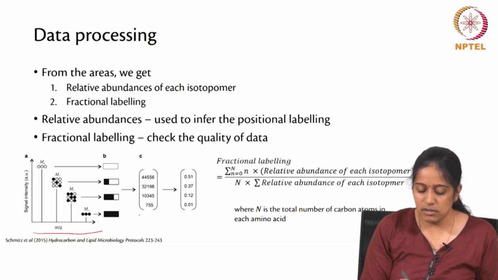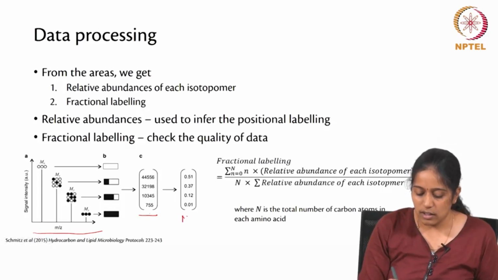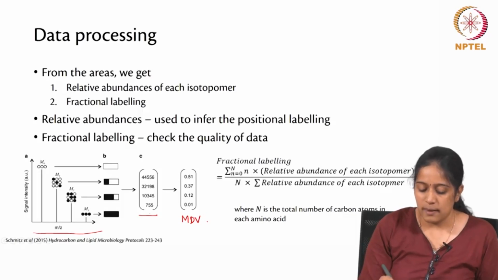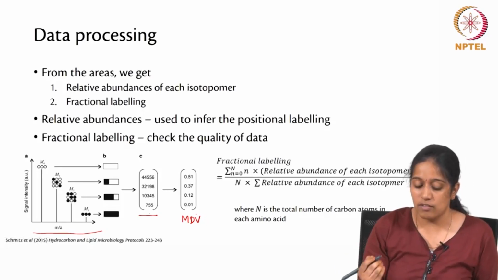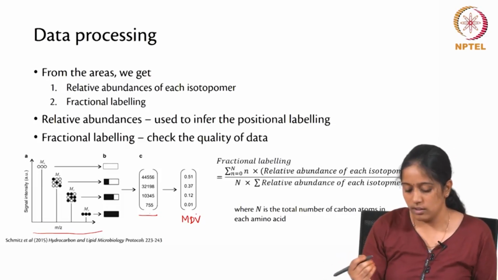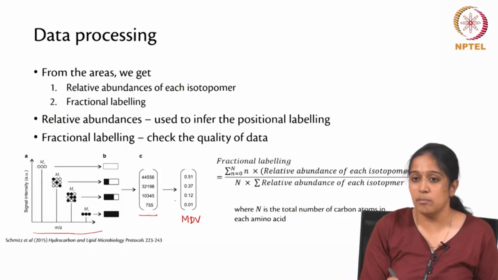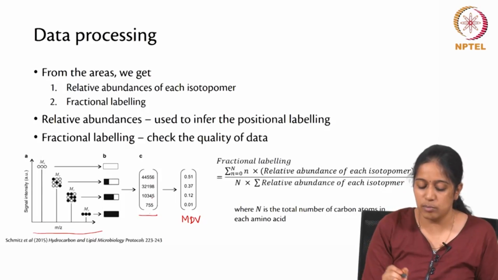And this matrix basically tells you the signal intensity, and from the signal intensity you derive something called a mass distribution vector, that is called MDV. And this MDV is the fractional abundance of each isotopolog normalized to the sum of all the isotopologs.